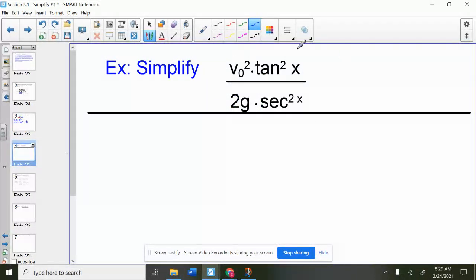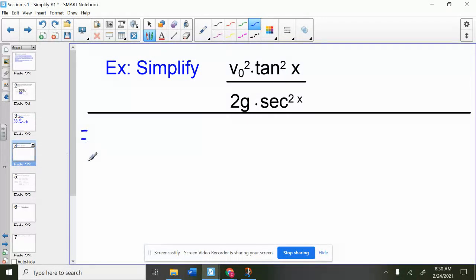So it says this. Now, this is like a physics equation. So the only thing we're going to break down are these tangent squareds and secant squareds. This v sub 0, that's initial velocity squared. That's going to stay there. 2 times g, that's 2 times the gravity. We're going to leave those alone. Those are going to stay with us the entire time. But everything else we're going to change.